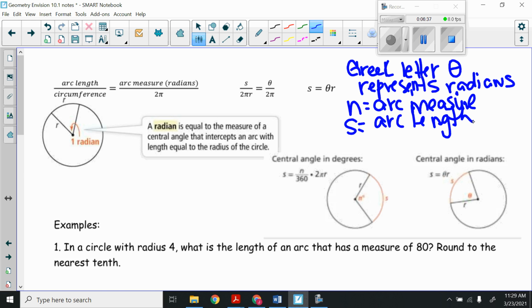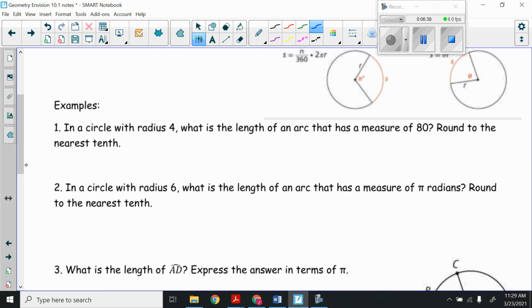So let's look at some examples. In a circle with radius 4, what is the length of an arc that has a measure of 80? Round to the nearest tenth. So here we are in degrees, so we're going to say S is equal to our arc measure 80 over 360 times 2 pi times my radius, 4. So we're going to put all of that in our calculator.